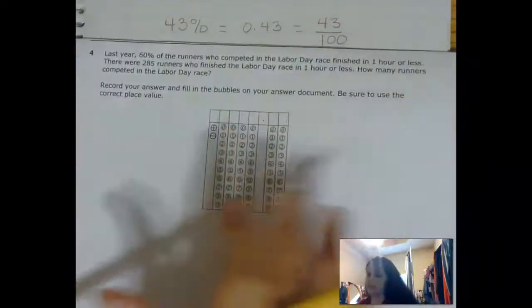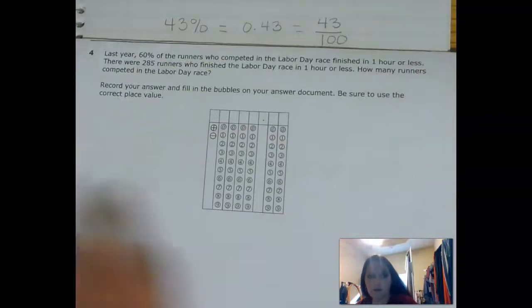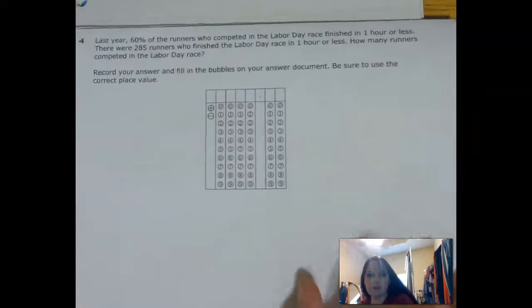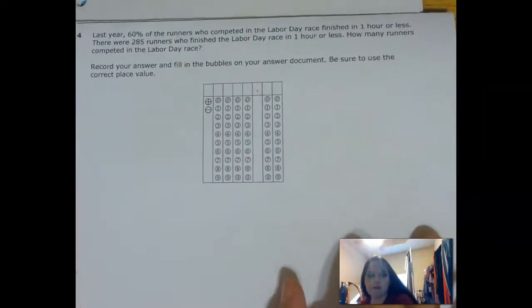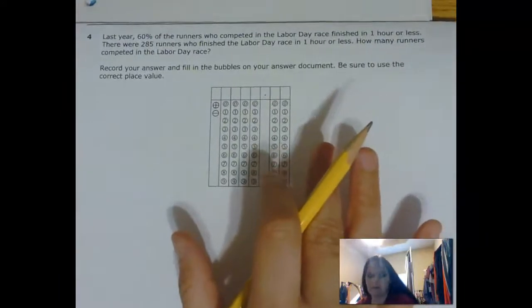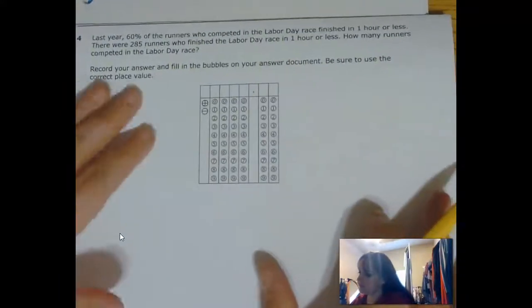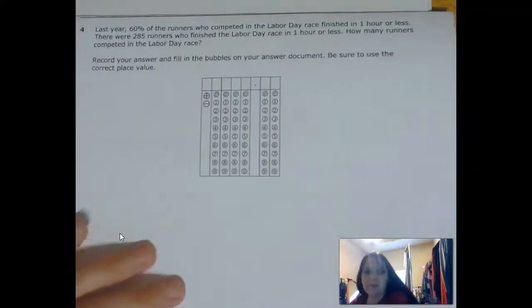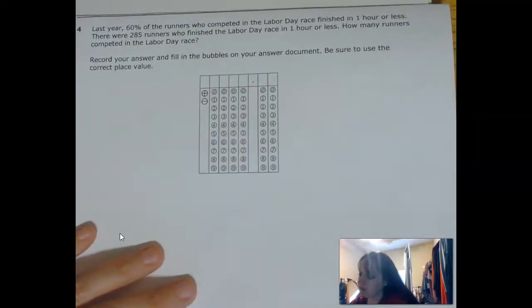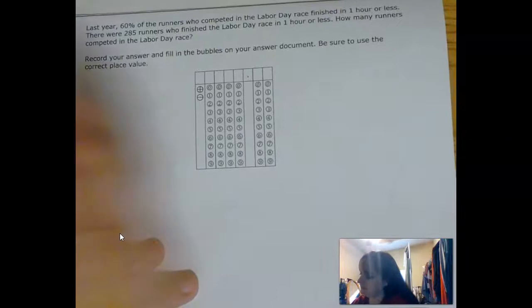And then last but not least, we've done one that was the part unknown. We did one that was the percent unknown. So this one is the whole unknown. And it's a griddable. Even better. So we don't have any answer choices to choose from. Last year, 60% of the runners who competed in a Labor Day race finished in an hour or less. There were 285 who finished in an hour or less. How many runners competed in the Labor Day race?